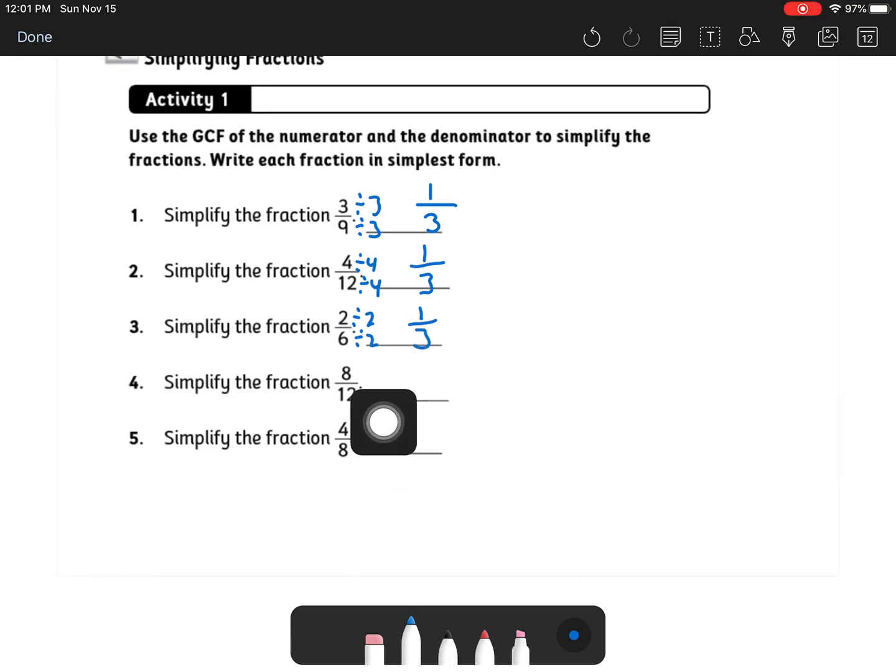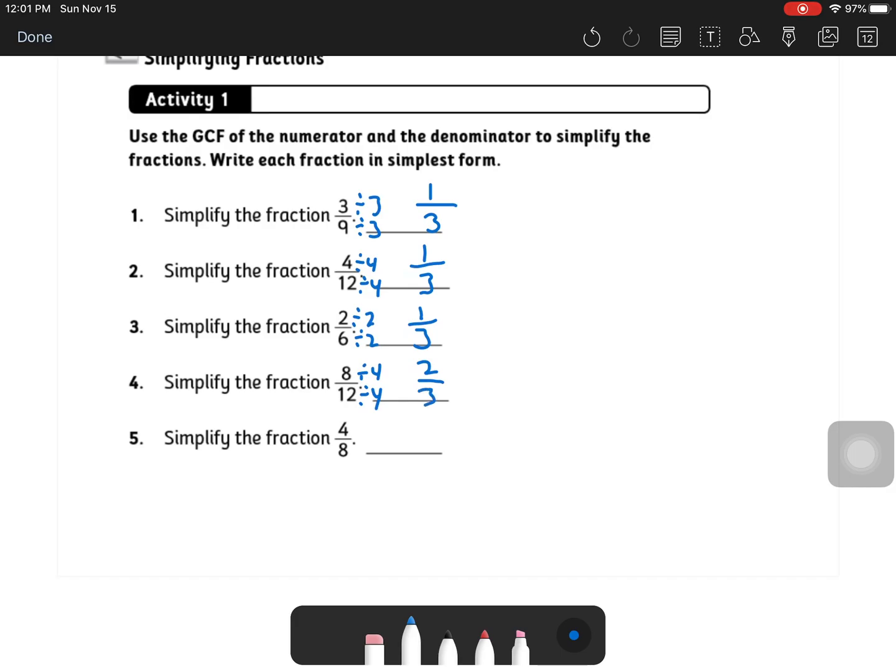Now in this one, I have an 8 and a 12. Can I take the 12 and divide that by 8? I don't think so, because you can't take 12 divided by 8 and get a nice, even whole number. So let's think of some of the other factors of 8. How about 4? That would be the next factor that we could divide 8 by. And does 4 go into 12? Yep, it does. So we can just divide by 4 on the top and on the bottom. So 8 divided by 4 is 2, and 12 divided by 4 is 3.